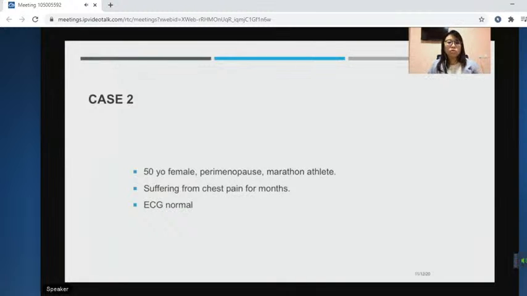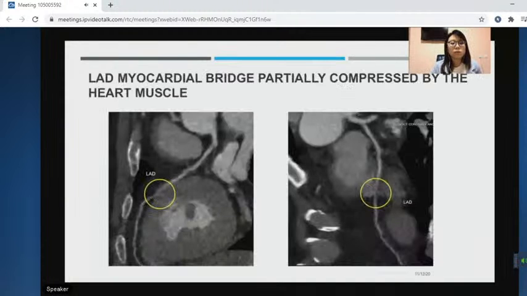So case number 2 is a 50-year-old female, perimenopausal, a marathon athlete, suffering from chest pain for months, and the ECG is normal. When the patient came for scans, we found out that the patient has an LAD myocardial bridge, which is partially compressed by the heart muscles.